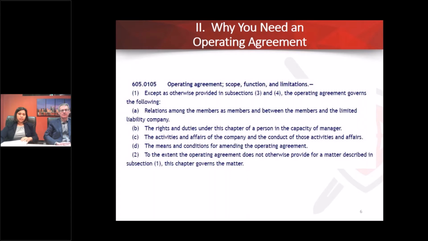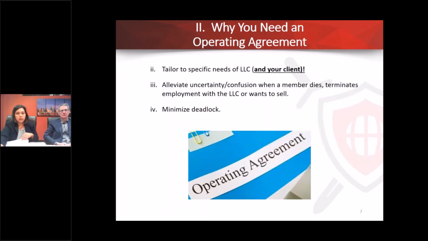This slide here is the first half of 605.0105, and this really talks about the scope and breadth of the operating agreement. Again, subsections 3 and 4 are going to limit what you can do, but by and large, you have a lot of flexibility. Just to recap, you need to tailor it to the specific needs of your LLC and your client, to alleviate confusion or uncertainty when somebody leaves, whether through death or they just decide to quit. And then we'll talk later about minimizing deadlock and resolving it to hopefully avoid judicial dissolution.